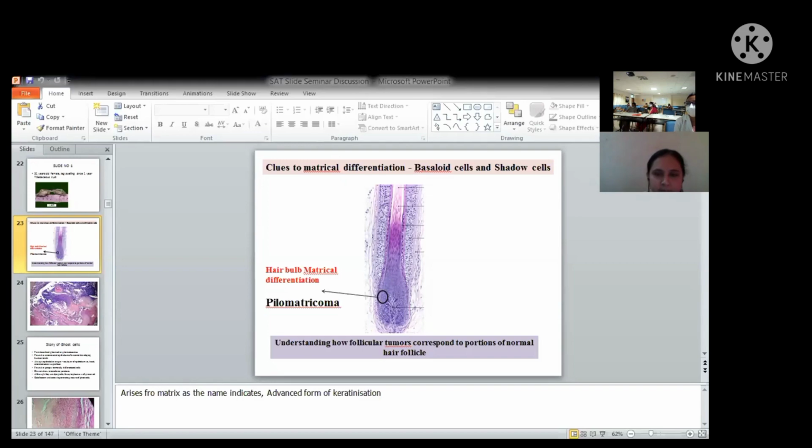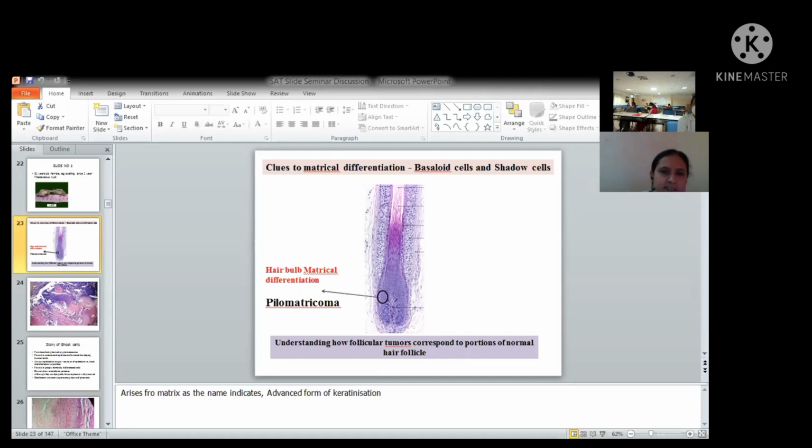Okay. So yes, it was described nicely. So this is pilomatricoma, an example of the tumor arising from the matrical cells. As the name indicates, it is a tumor of the matrix cells. There are two cells, basaloid and shadow cells. So let us know about a brief history of these mysterious or controversial ghost cells.